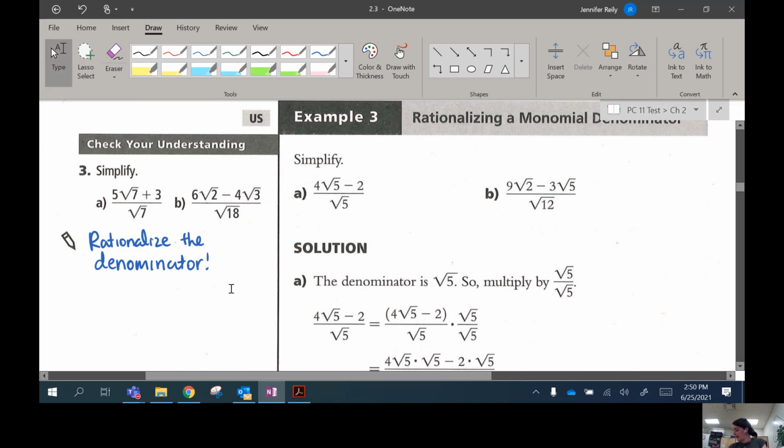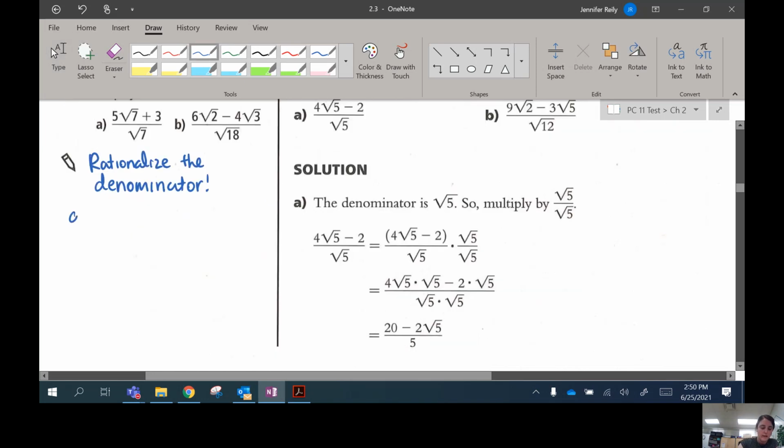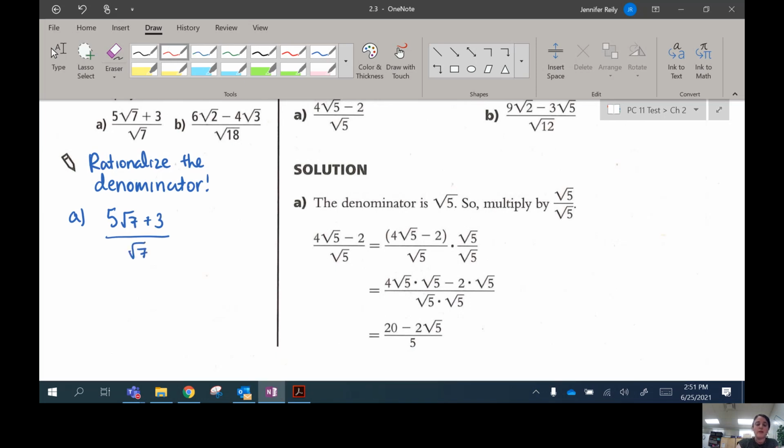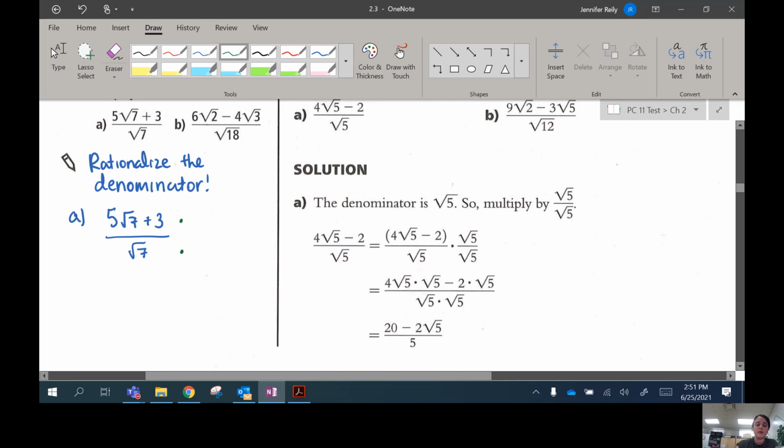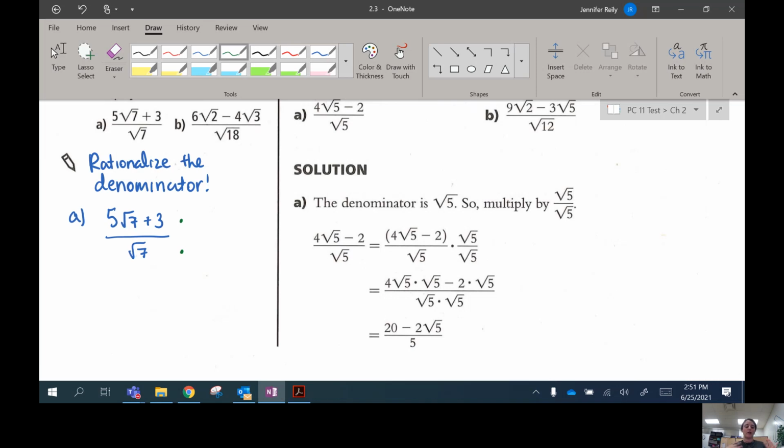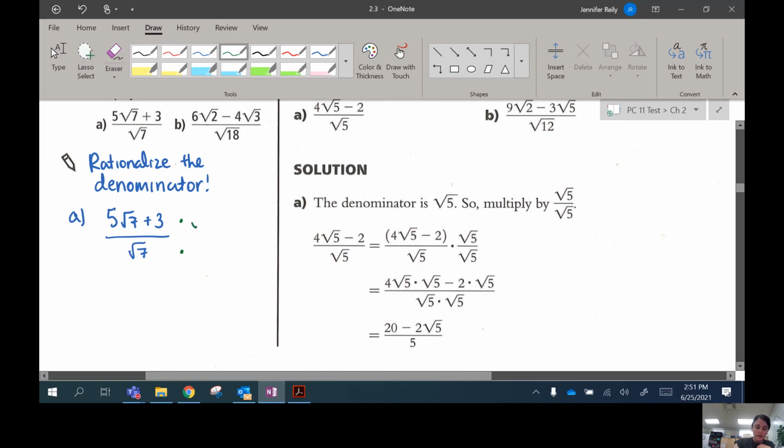So I'll do A, and then you can try B on your own if you like. So I have 5 square root 7 plus 3 all over square root 7. So when we have a fraction, what you can do is if you multiply the top and the bottom of the fraction by the same thing, essentially you're just multiplying the fraction by 1. So you're allowed to do that and you're not actually changing the expression at all. So we can multiply this by square root 7 and square root 7. And again, that's just multiplying by 1.